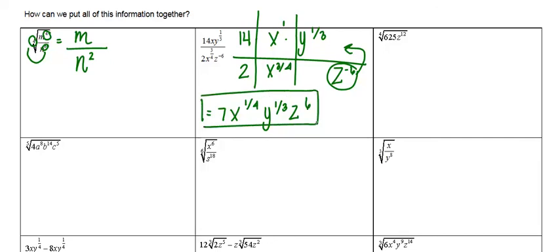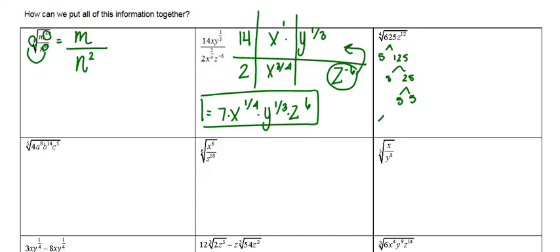There's nothing to divide y to the power of 1 over 3 by, so that's not going to change. And then finally, if I have a negative exponent in the denominator, I actually want to go ahead and move it to the numerator, and it's going to become positive. So my final answer should be 7 times x to the power of 1 over 4 times y to the power of 1 over 3 times z to the power of 6.